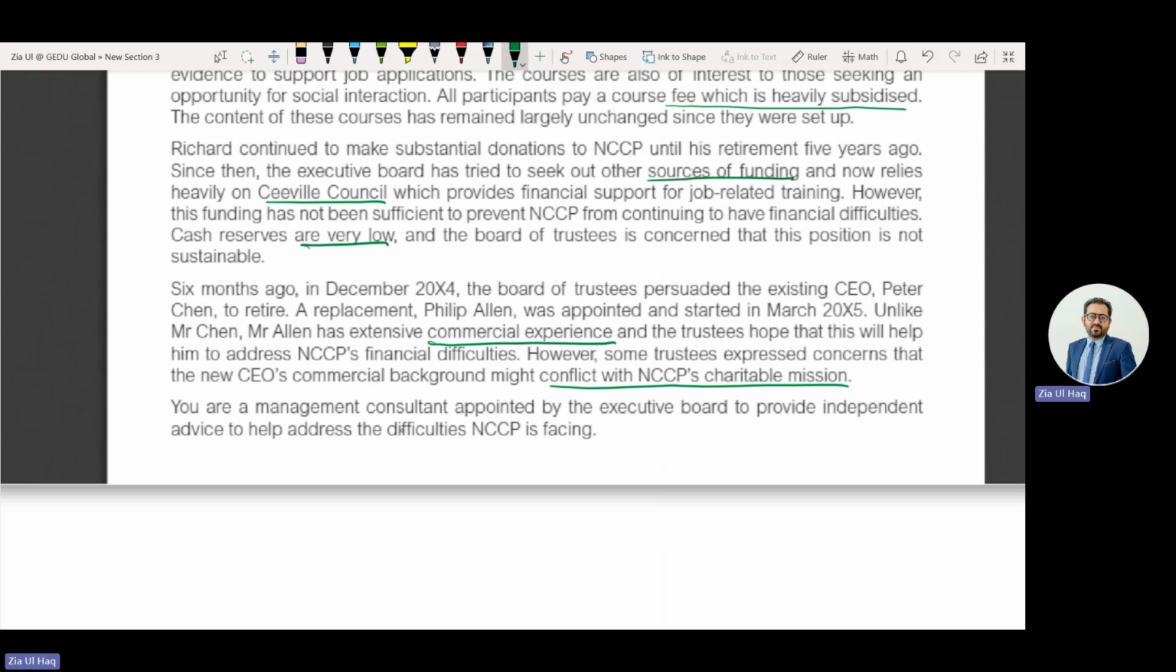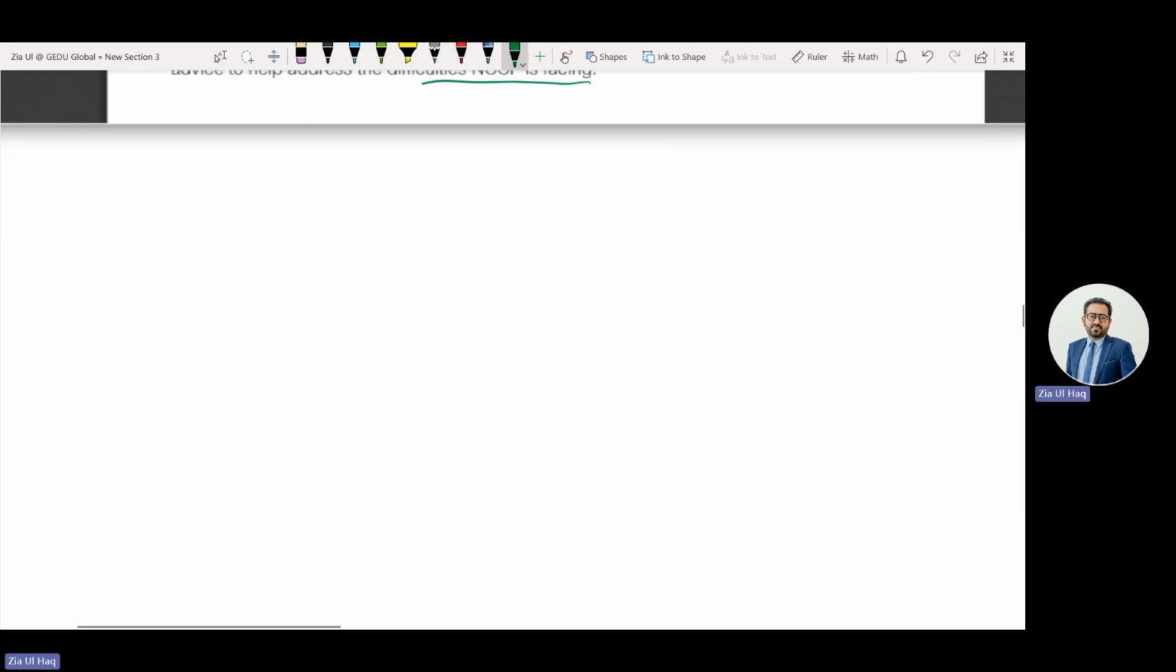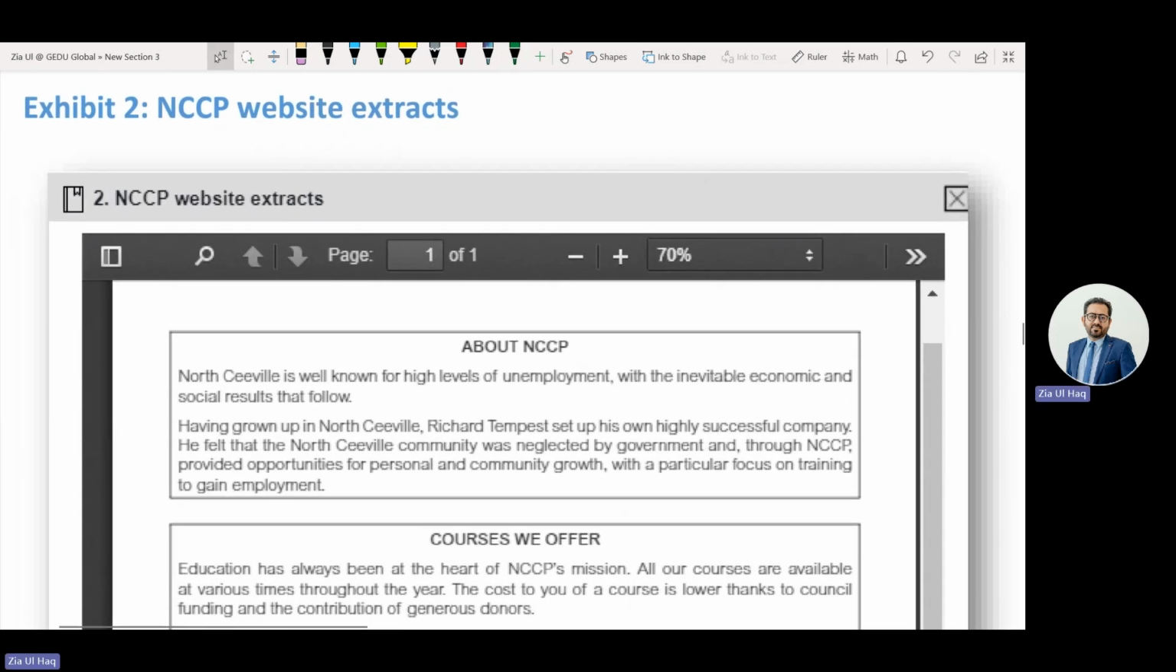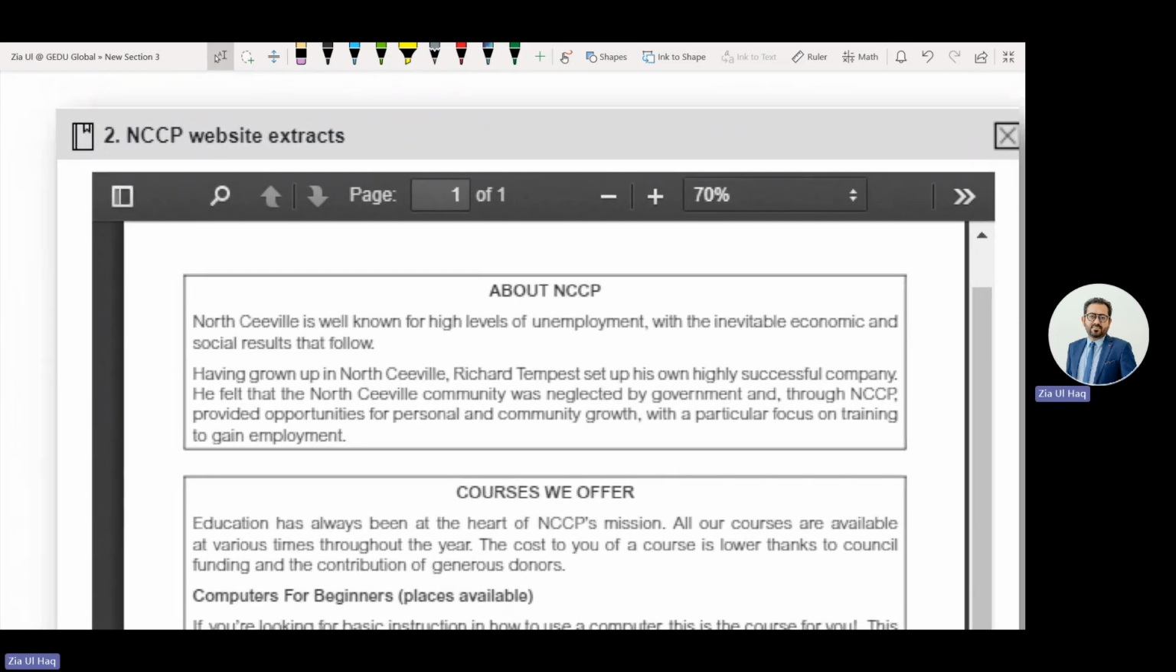You are a management consultant. Who are you? A management consultant appointed by the executive board to provide independent advice to help address the difficulties NCCP is facing. So you are a management consultant for the company. Exhibit 2, NCCP website extract. Through the website, we will be able to get some more information about the company.